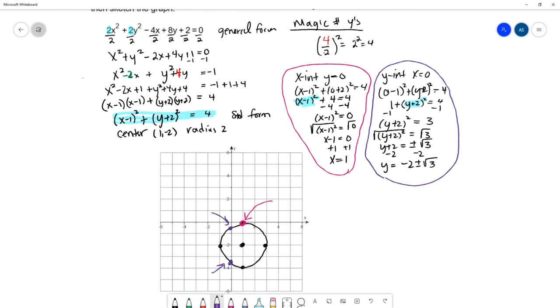So we found the center and the radius by converting our equation from general form to standard form. Then using standard form we found the x and the y-intercepts. And using the center and the radius we were able to sketch a graph of the circle.